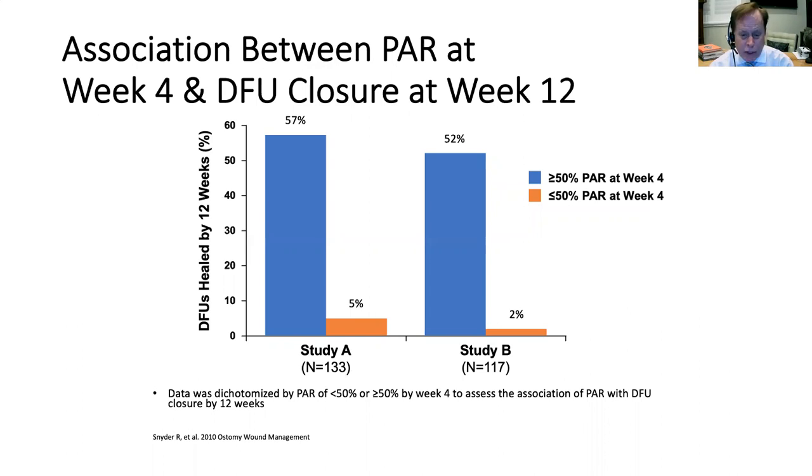And if you reverse those numbers, 95 to 98% of patients will not heal by week 12 if they don't reach that 50% endpoint. But this was really a negative predictor of healing, not a positive predictor of healing, because even those patients that reached the 50% threshold, almost 50% of those didn't heal anyway. So we needed to look for additional surrogate endpoints. So what did this tell us?